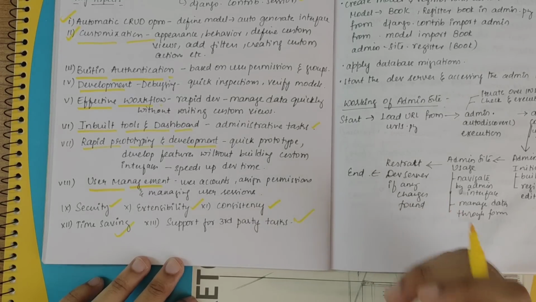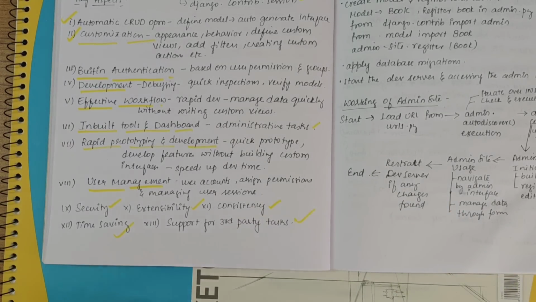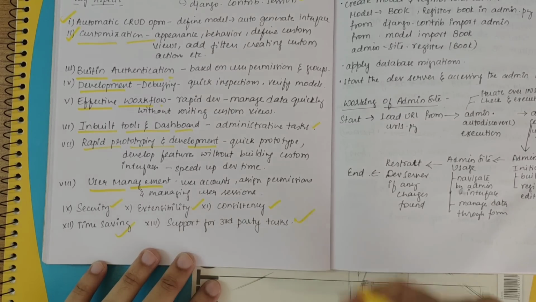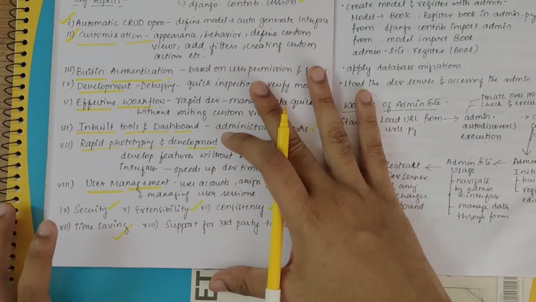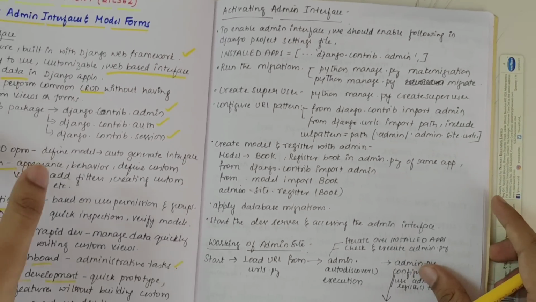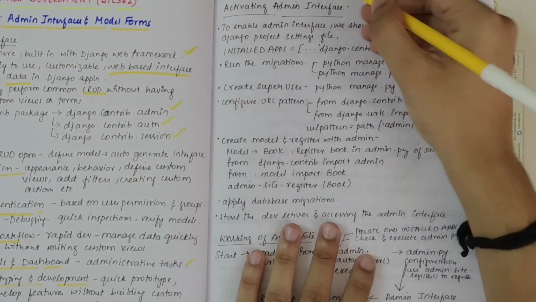Support for third-party tasks. Third-party libraries and packages are supported here, through which we can perform various activities in the admin interface. This was the intro part and the advantages of admin interface. Let's look further. We have activating the admin interface.